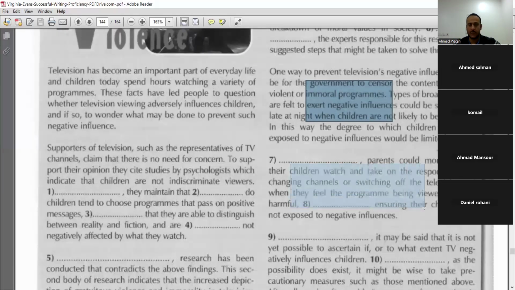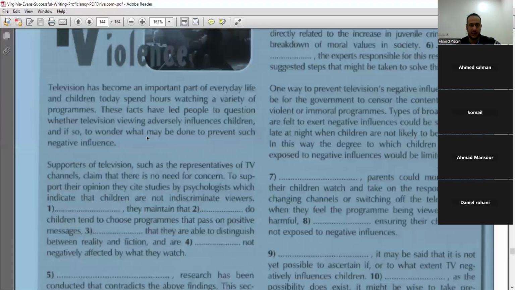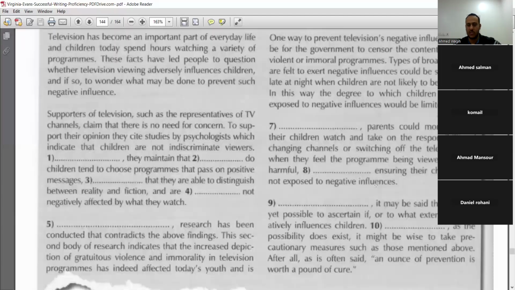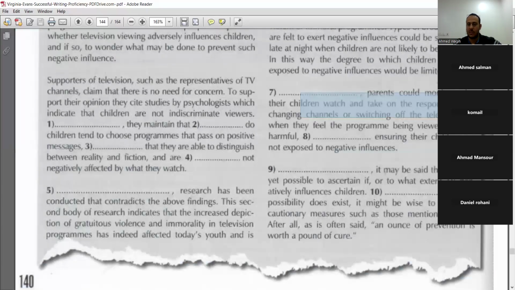Another suggestion, you can say here, moreover or furthermore. Look, you can use the language here. In addition, parents could monitor what their children watch and take on the responsibility of changing channels or switching off the television set when they feel the program being viewed may be harmful, ensuring their children are not exposed to negative influence. So this is another solution.